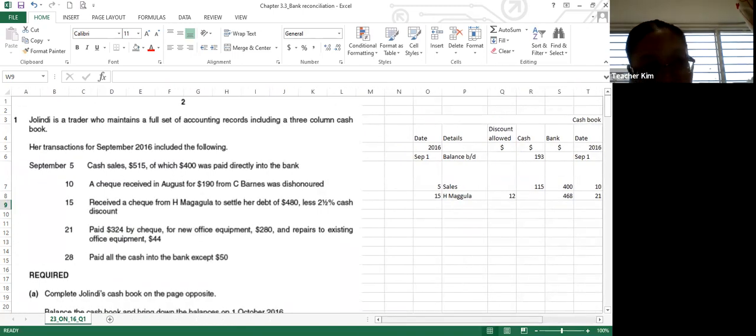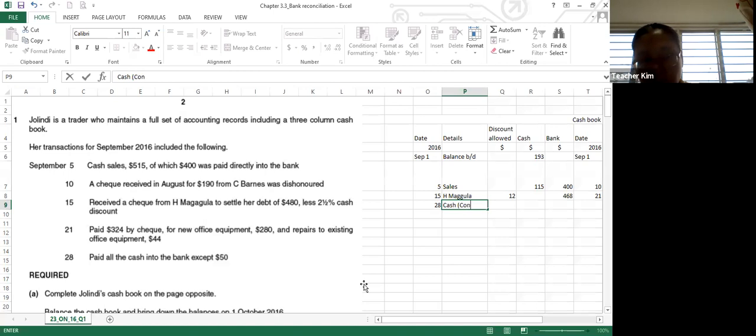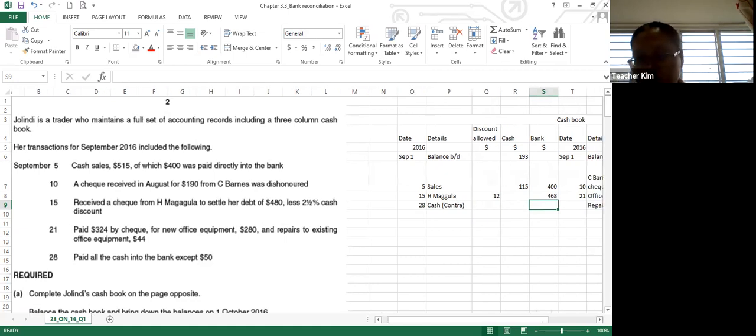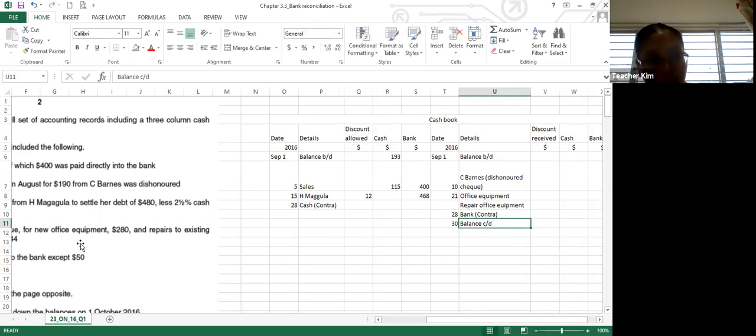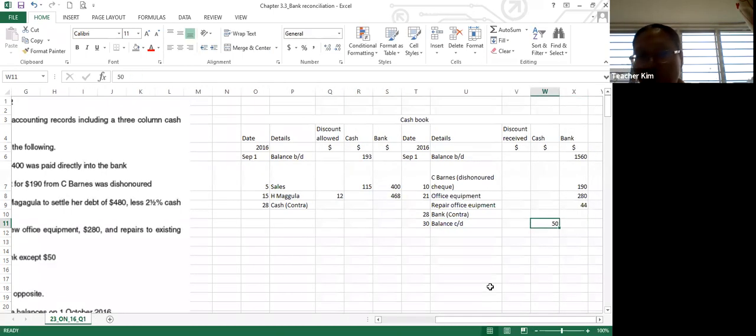And then next is pay all the cash into the bank except 50. So on the 28th, here is what we call a contra entry. We don't know how much the bank receives, but we calculate the cash first. So on the 28th, transfer to the bank under the contra entry, and here balance carry down. This balance carry down is the last day, the 30th, and they say 50 cash kept. So this one is the $50 kept.